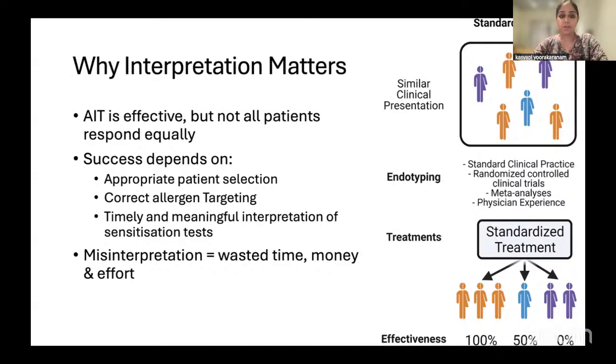The success of which generally depends upon the selection of the appropriate patient for the appropriate therapy, to correct allergen targeting and interpretation, which is both meaningful and timely. Once the tests are done, they have to be interpreted with a clinical correlation. Any misinterpretation generally leads to wasted effort, and wasted time and money for that matter.